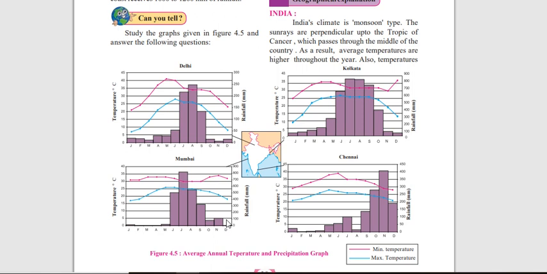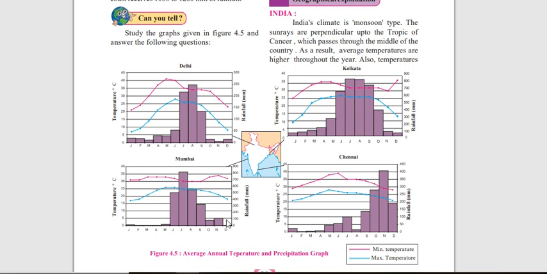What similarity do you see in the temperature curves of Delhi and Kolkata? In both the cities, the temperature curve increases gradually from January to May and decreases gradually from August to November.